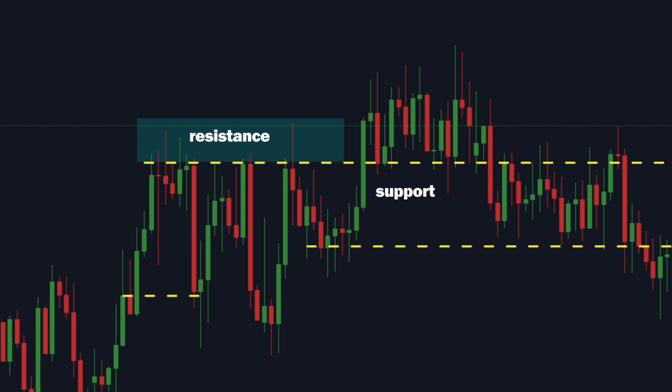With a little practice, you'll be able to spot potential Forex support and resistance areas easily.